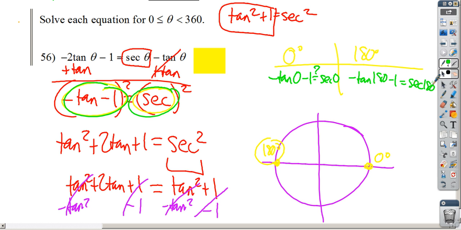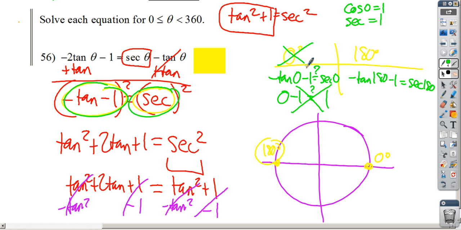So secant is the same as the reciprocal of cosine. Tan of 0 is 0, so this is 0 minus 1. Secant of 0, well, cosine of 0 is 1, so if you flip that over, you would also get 1. So 0 minus 1 is negative 1, that doesn't equal 1, so this is extraneous.